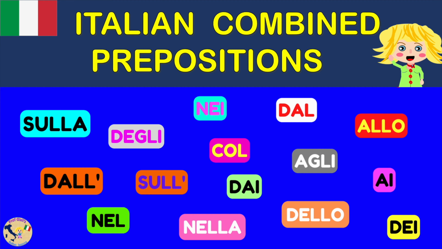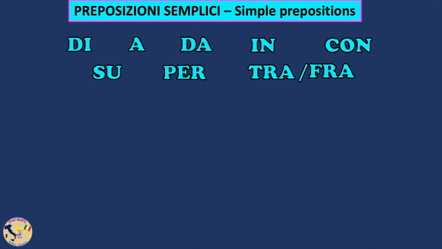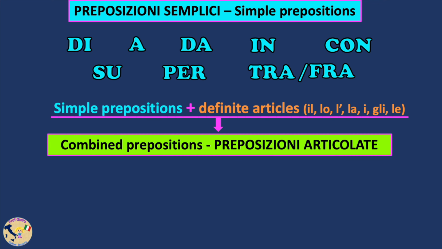In the previous lesson, we introduced the 9 basic Italian prepositions: di, a, da, in, con, su, per, tra, fra. These are called preposizioni semplici, simple prepositions. When simple prepositions contract with the definite article following them, they become combined prepositions, preposizioni articolate.